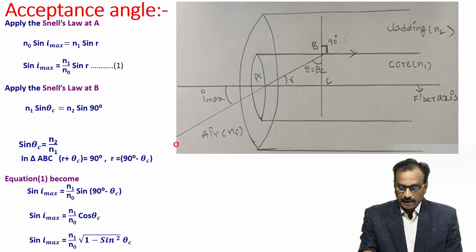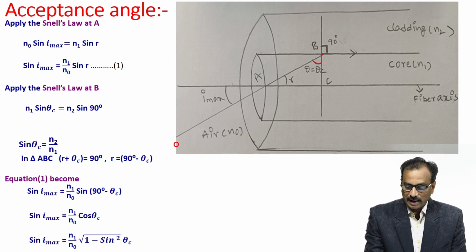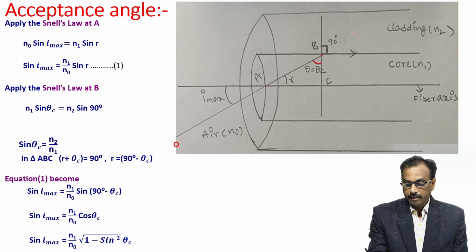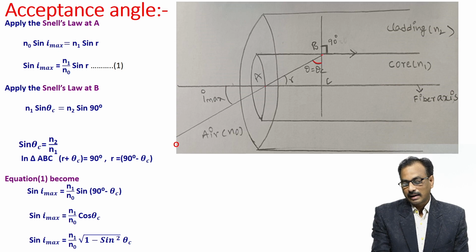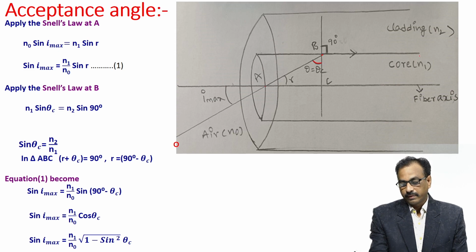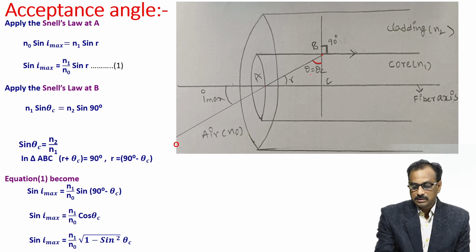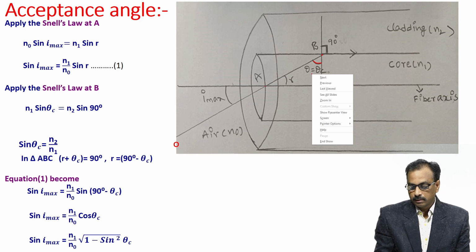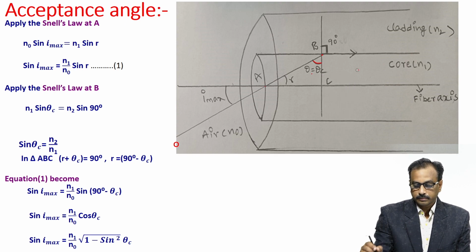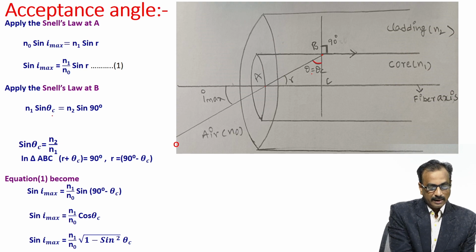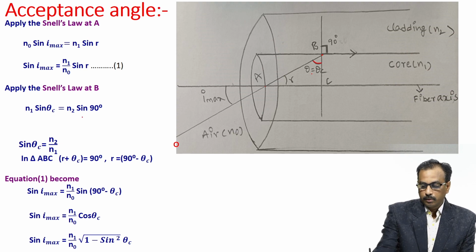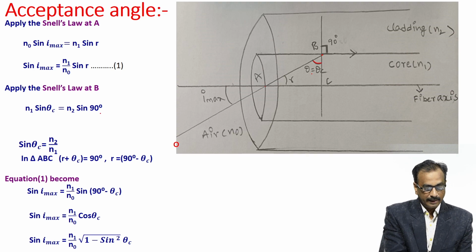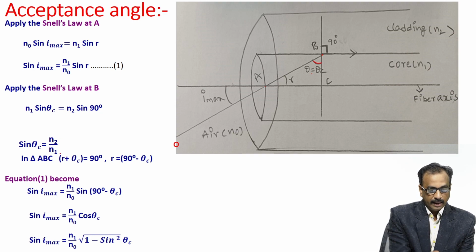Now this light ray continues to travel through the core material and strikes the core-clad interface. If this angle is less than the critical angle, the light ray can enter the cladding medium. If the angle of incidence theta equals the critical angle, the light ray can travel along the core-clad interface. Now apply Snell's law. Suppose the angle of incidence at B, theta, equals theta c. Then n1 sin theta c equals n2, the refractive index of cladding, sin 90.